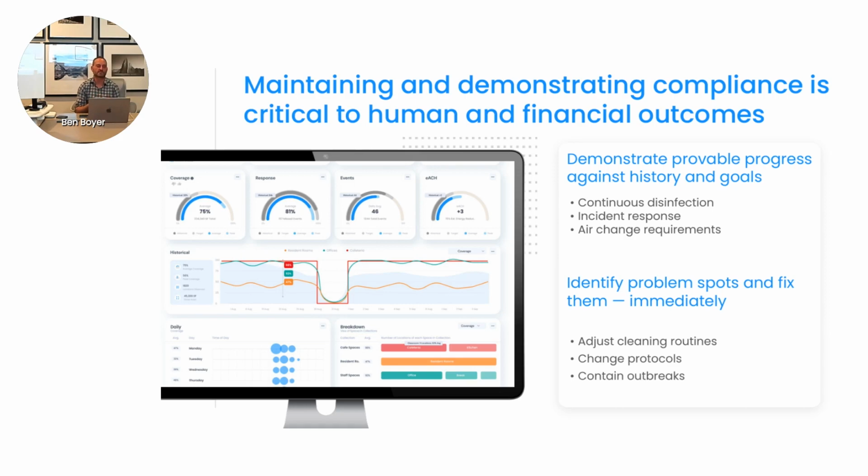And these things can impact things like cleaning routines, so again, the janitorial workflows, protocols with regards to how things are being managed from a cleaning perspective, and then if there is an outbreak, we'll have data about how to help contain it.